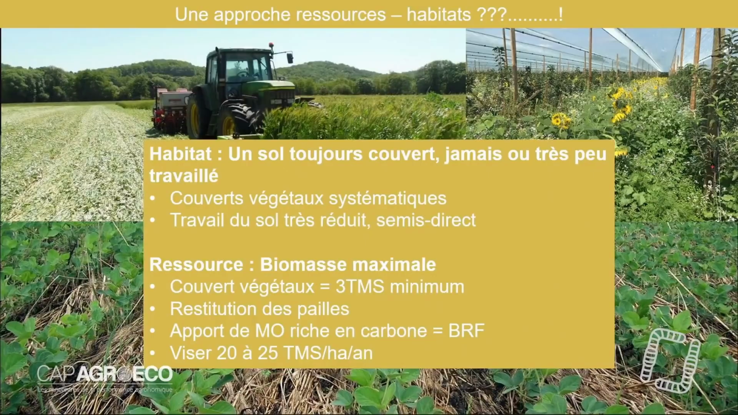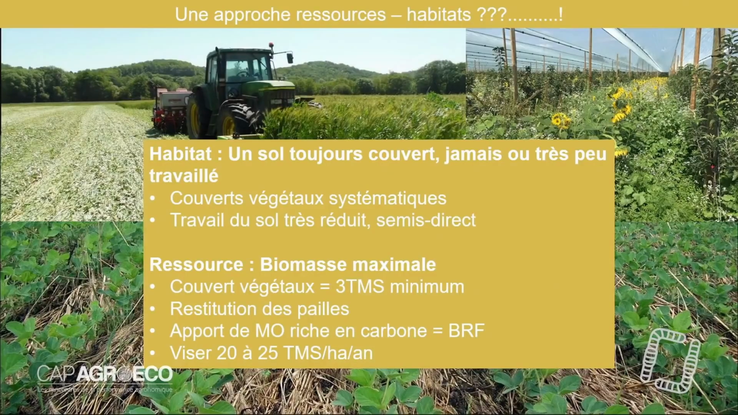So what does that actually mean? Well, it means systematic cover crops, very minimal soil tillage, or ideally direct seeding. The resource is maximum biomass. You need to go for cover crops that are productive. You need to return straw to the soil, add organic matter that's rich in carbon. In the future, Ramial chipped wood (RCW) will become a carbon amendment that we'll need to manage. We can't always say that we'll have nitrogen deficiencies. If you bury RCW at a depth of 20 centimeters, you will have nitrogen deficiencies. If you apply RCW on the surface, you won't have nitrogen deficiencies.